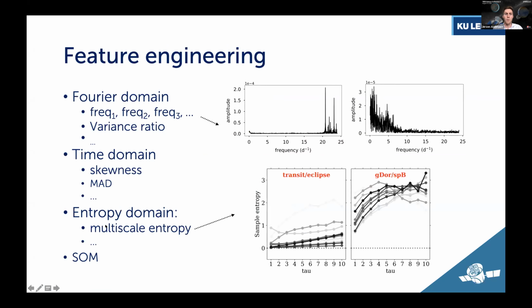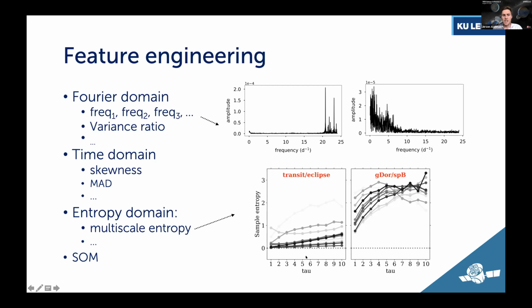Now, the features that we're using in each of these classifiers, you can see a couple of examples for them here. We're operating in the Fourier domain, so each of these classifiers is usually using distinct features. So some of them are using the first frequency, the second frequency, third frequency, and so forth. And then in the time domain, we also use the skewness in certain classifiers, which is very good for finding eclipsing binaries, for example. Or in the entropy domain, we are using metrics like the multi-scale entropy, which actually assesses the regularity of a light curve at different time scales.